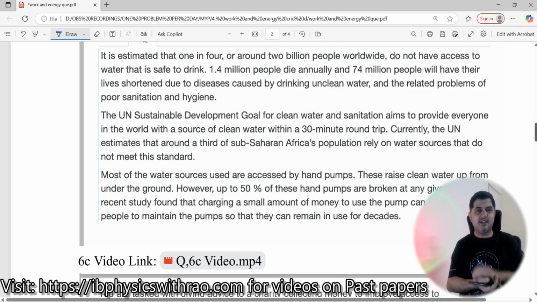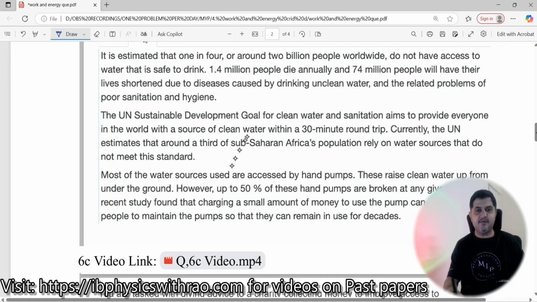It's estimated that 1 in 4, around 2 billion people worldwide, do not have access to clean water. So here it gives you the statistics. 74 million people will have their lives shortened due to this. When you do not get good water, scarcity of water will definitely give rise to lots of diseases, and some people could die because of waterborne diseases. There is also a possibility that many people will have their life spans shortened.